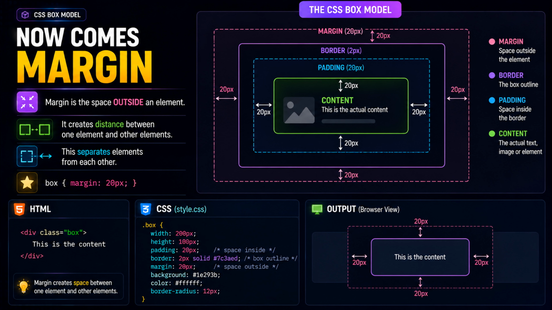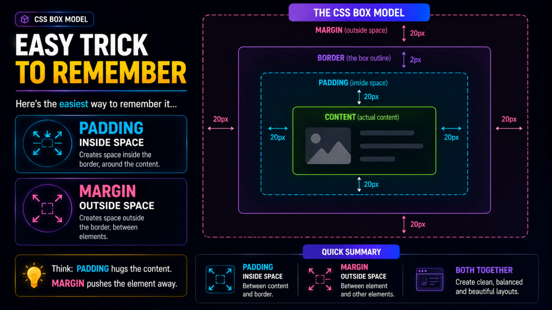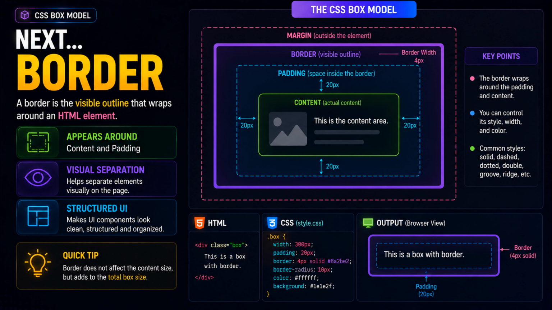Margin. Now comes margin. Margin is the space outside an element. It creates distance between one element and other elements. Box, margin: 20 pixels. This separates elements from each other. Easy trick to remember. Here's the easiest way to remember it: padding, inside space; margin, outside space.